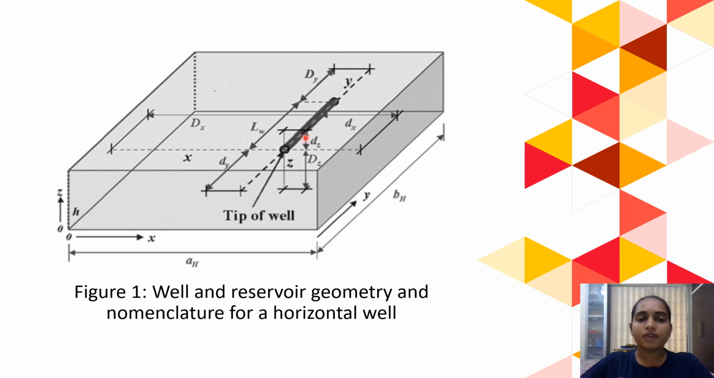Along the axis of the well, the shortest distance from the end of the wellbore to a boundary is small dy, and the longest distance from the other end of the well to the boundary is capital Dy. In the vertical direction, the shortest distance to a vertical boundary is small dz, and the longest distance to a vertical boundary is capital Dz.